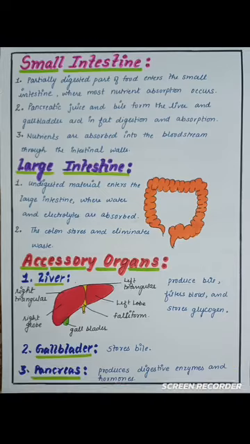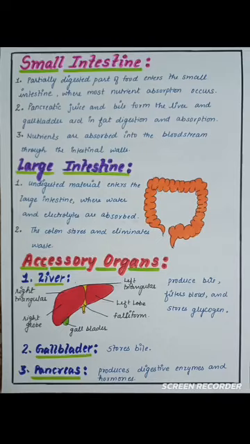The material that remains undigested enters the large intestine where water and electrolytes are absorbed, and the colon stores and eliminates waste. Here the remaining water is absorbed and the waste that remains is eliminated. So there are a few more organs that are accessory, other than these.